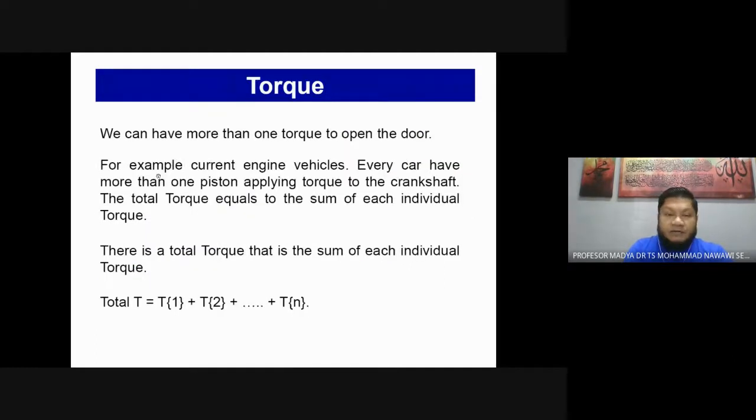Next, you can have more than one torque acting. For example, in current engine vehicles, every car has more than one piston applying torque to the crankshaft, whether 4 pistons, 6 pistons, or 12 pistons. So the total torque equals the sum of each individual torque. So we have T equals T1 plus T2 plus so on. That gives you the total torque on that particular body.